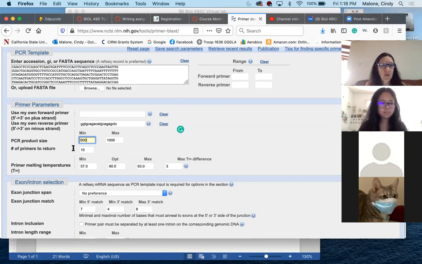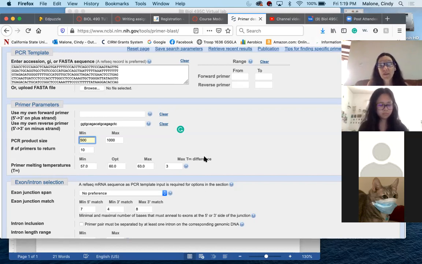Melting temperatures, right? The optimal is about 60. This kind of correlates with GC richness, but there's a formula for this in the PCR procedures PDF if you want to actually do yours by hand to see. There's a formula in there to do melting temperature. I just use the GC because it's the cheap and easy way.